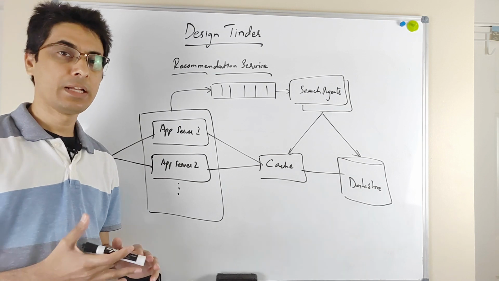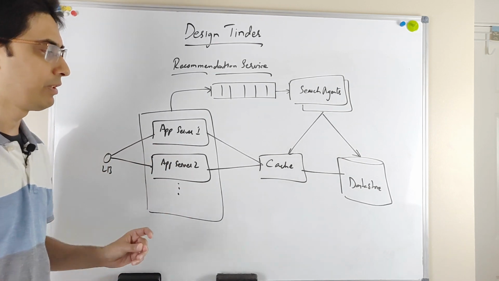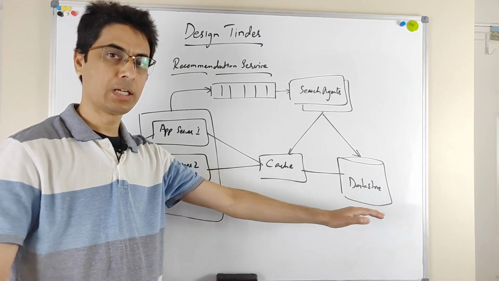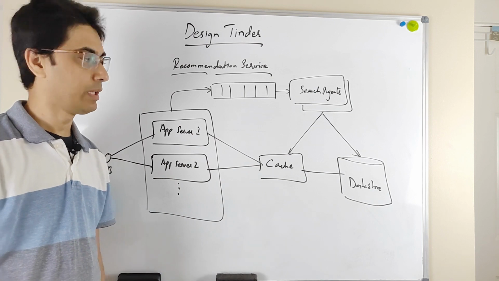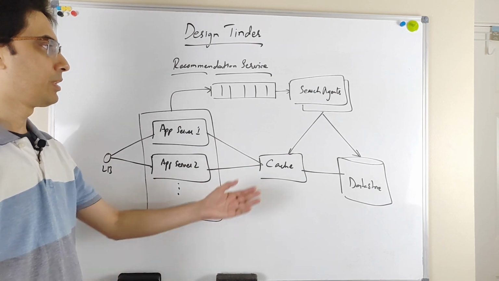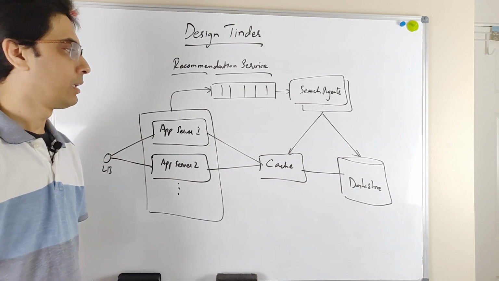So this is the design of the recommendation service. You can see here we have some stateless application servers, we have data store which will be geo-shard of course, and then we have distributed cache, geo-shard as well in that case. There will be some search agents, and then of course we have some distributed queue.